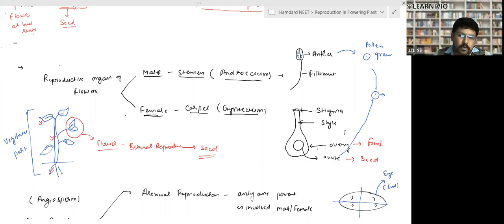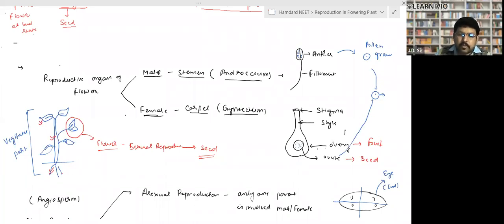And the lower part is the female part, called carpel, that is gynoecium, right? The upper part is called stigma, then style, and the lower part is called ovary, and this part is called ovule, right?